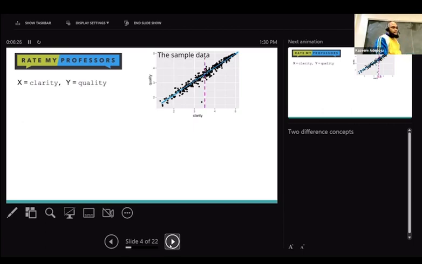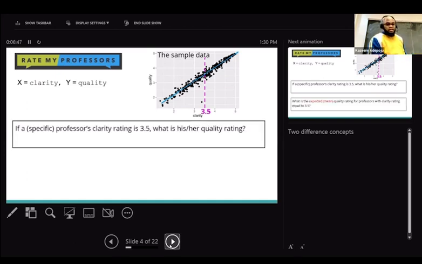Now, if I want to use the plot to make a prediction, maybe when the clarity is 3.5, I can use that particular scatter plot to determine what the corresponding quality is going to be, or I can make use of the equation. So this is what I want to ask. Take a look at this.